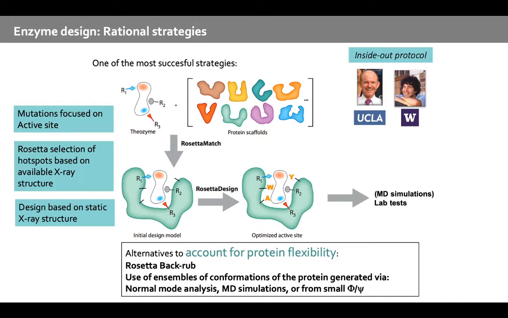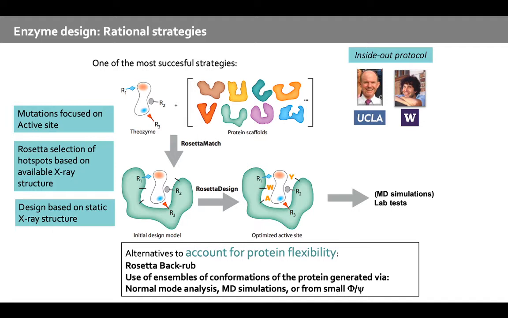And then this arrangement is put, let's say, in a protein scaffold by Rosetta match, and at this point you can start the redesign, trying to incorporate more mutations in the active site pocket so that this transition state is better stabilized. So that's the inside-out protocol.